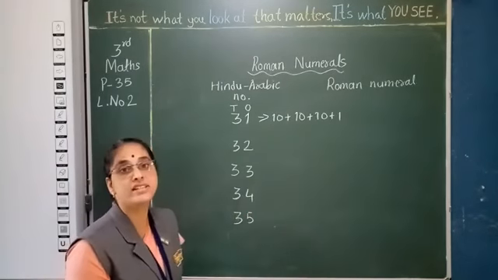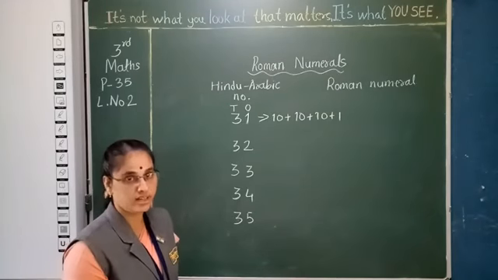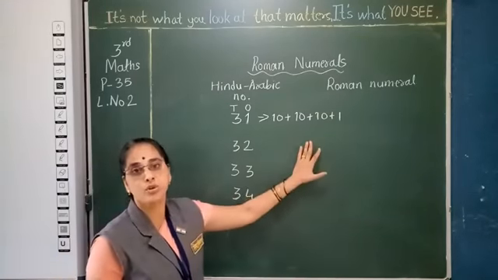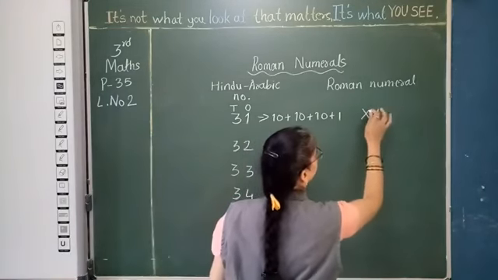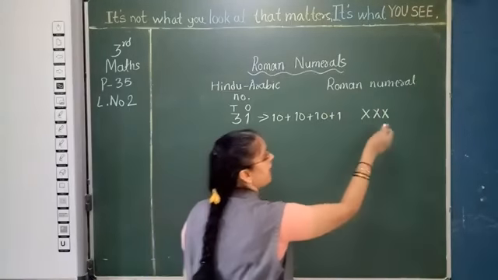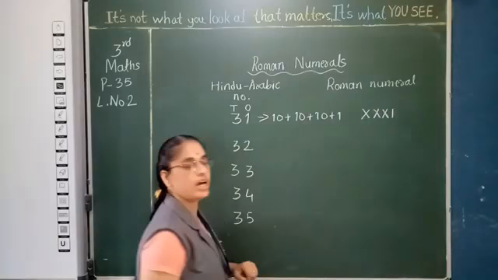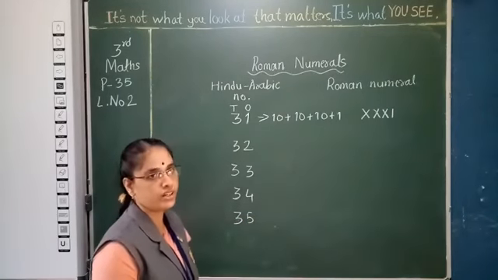Now, as you know, there is a symbol for 10. Which symbol are we using for 10? Yes, that is X. How many times are you going to write it? 3 times. So write X 3 times, and for 1 which symbol are we using? I. So the answer is XXXI, that is 31.